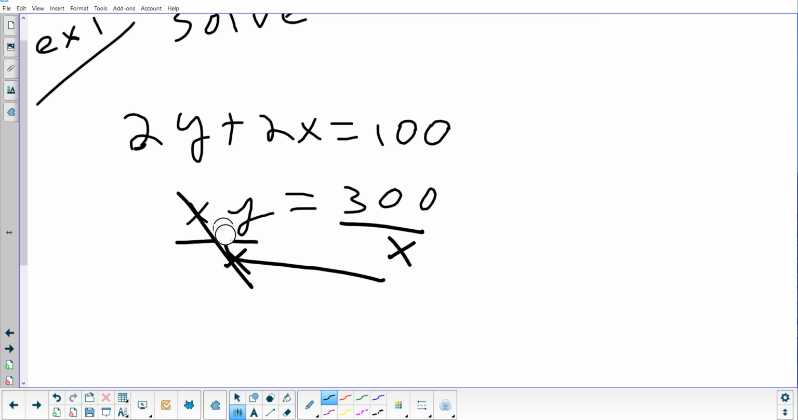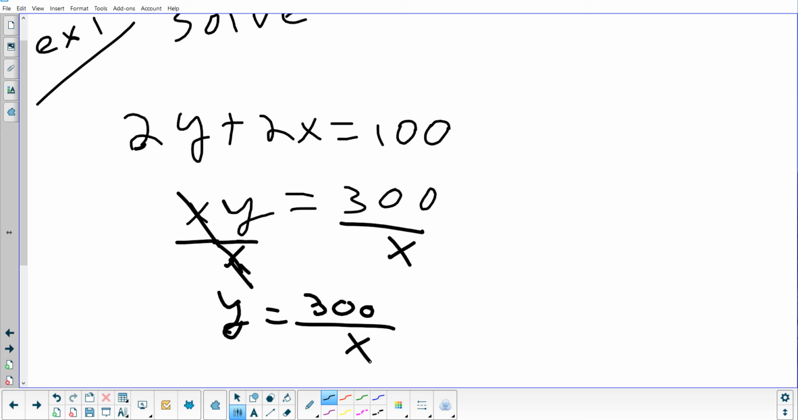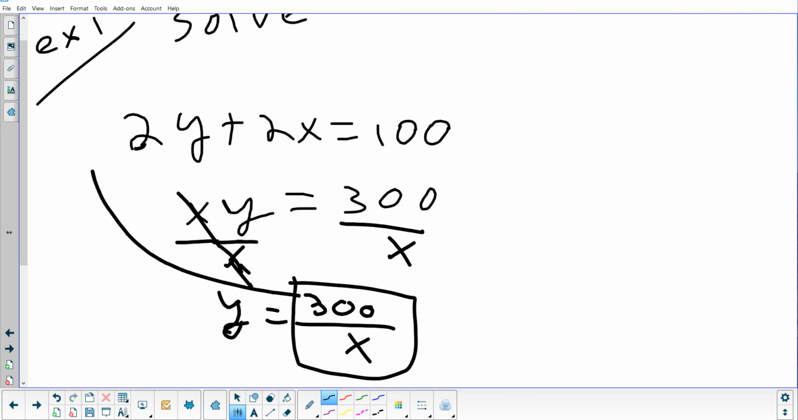you get, I'll just rewrite it. You get y equals 300 divided by x. So now you have a formula for y. What am I going to do with this 300 divided by x now? Chris? Put it into y from the first equation. Plug it in for y in the first equation. And the goal when we do that is we're only going to have one variable left because we did a substitution.